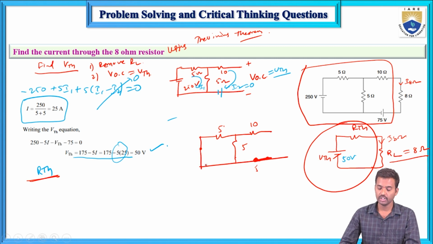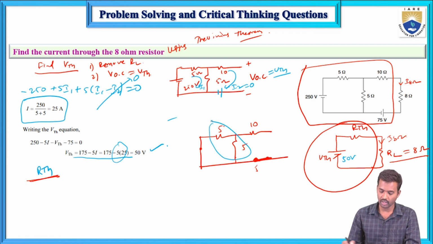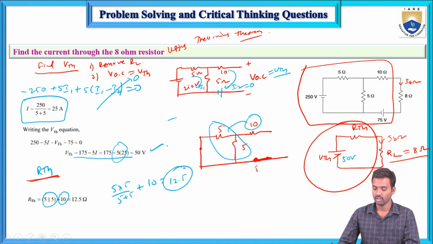Now here this 5 and this 5 are connected in parallel and again in series with 10 ohms. 5 and 5 connected in parallel, again in series with 10. So now here 5 into 5 by 5 plus 5, that equals 2.5, plus 10, that equals 12.5. So now this is 12.5.